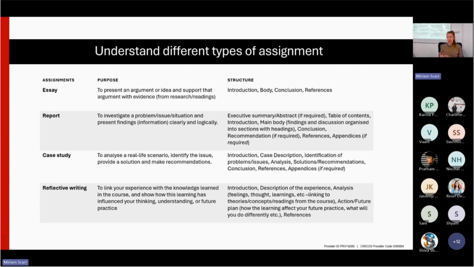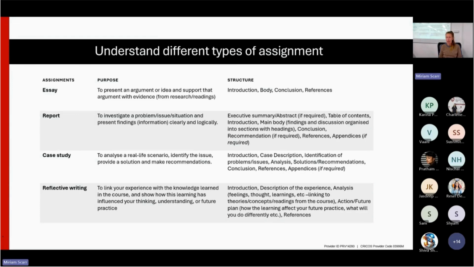our capacity for reflective practice doesn't just help us become better social workers, it also helps us to become better people generally, better husbands, wives, sons, daughters, employees, friends. You will be better at life if you develop your capacity for reflective writing or reflective practice. So this is where we link our experience with the knowledge learned in our course, and we show how this learning has influenced us or developed us or our understanding or potentially our future practice.